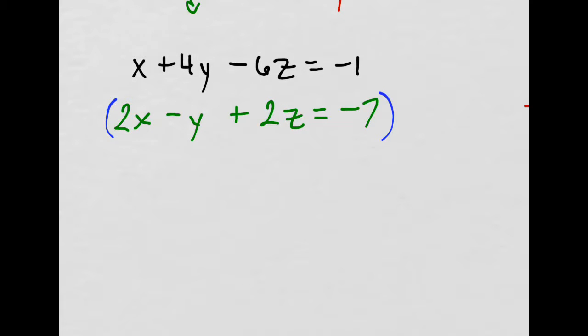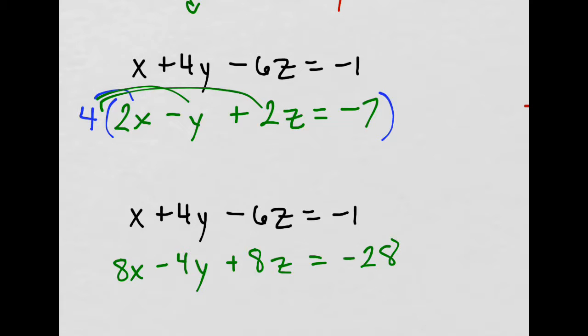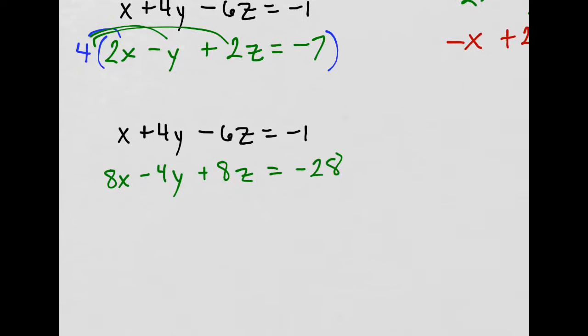And what do I have to multiply this by? +4, and I have to distribute it all the way through. So I'll rewrite one of my equations, the black one, and then I'll rewrite the green one after I distribute. So this would be 4 times 2 is 8x. 4 times -y is -4y. That's distributing there. And then 4 times 2z, that's 8z. And 4 times -7, that's -28, I think. So there we go. I'm ready to eliminate.